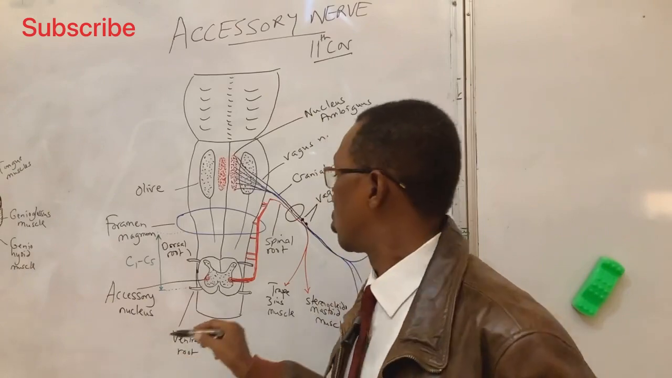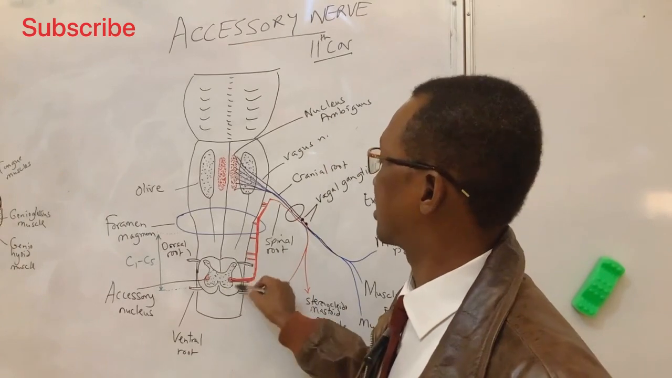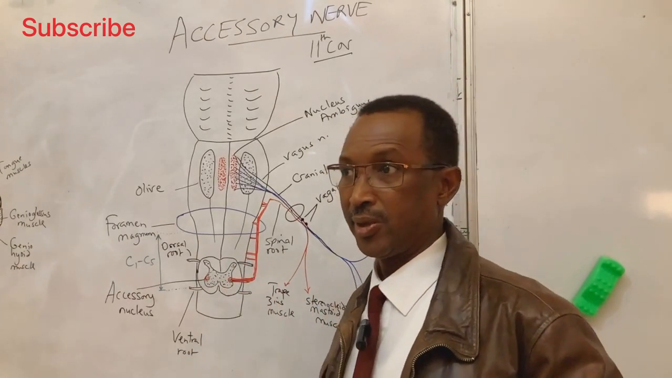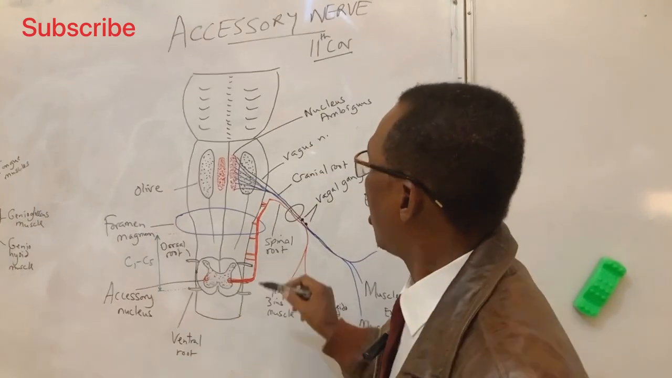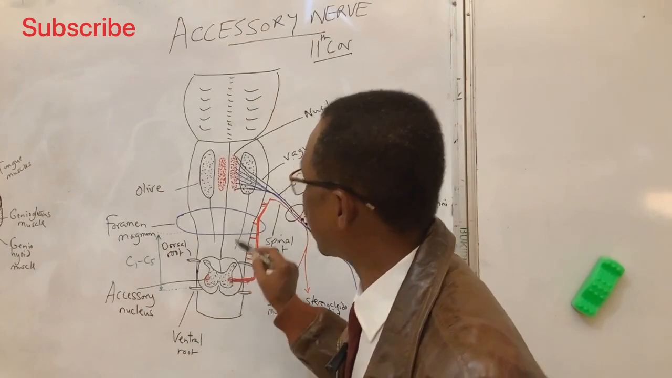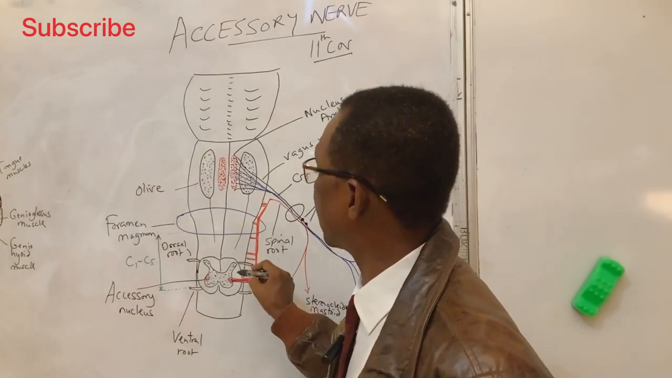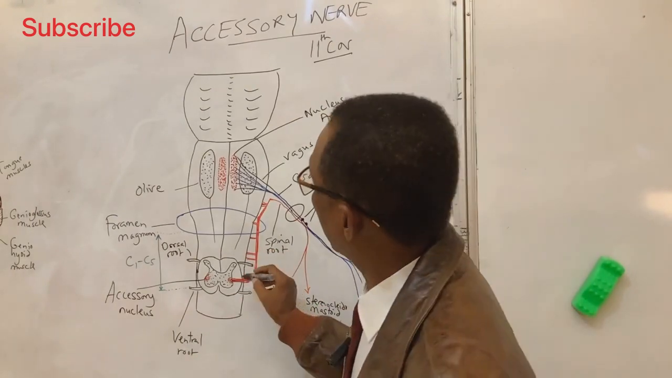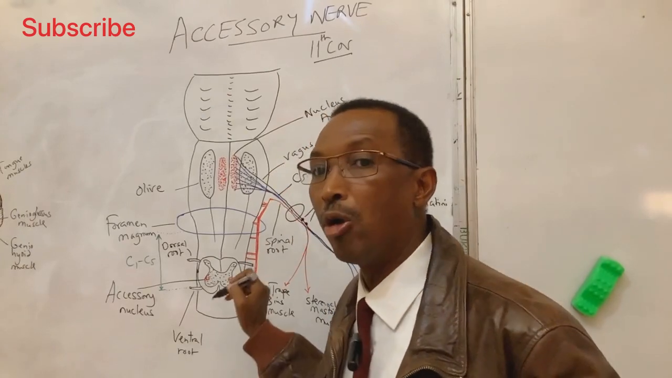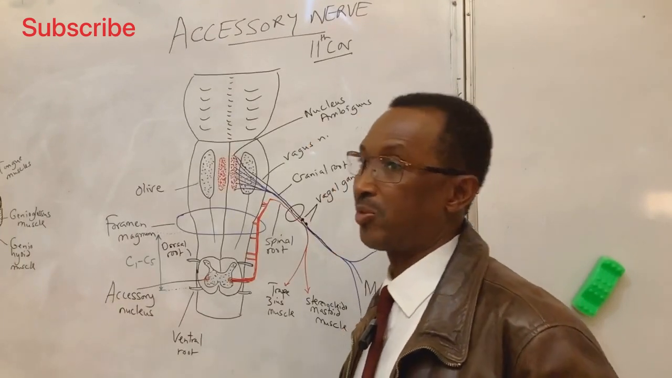Are you clear? So if you now make a cross-section of the spinal cord like this is a cross-section here. You are going to see the posterior horn, anterior horn of the gray matter of the spinal cord. On the anterior horn of the spinal cord, on the lateral side, that is where exactly the spinal nucleus of the accessory nerve is located. So the spinal nucleus of the accessory nerve is located on the lateral side of the anterior horn of the gray matter of the spinal cord.